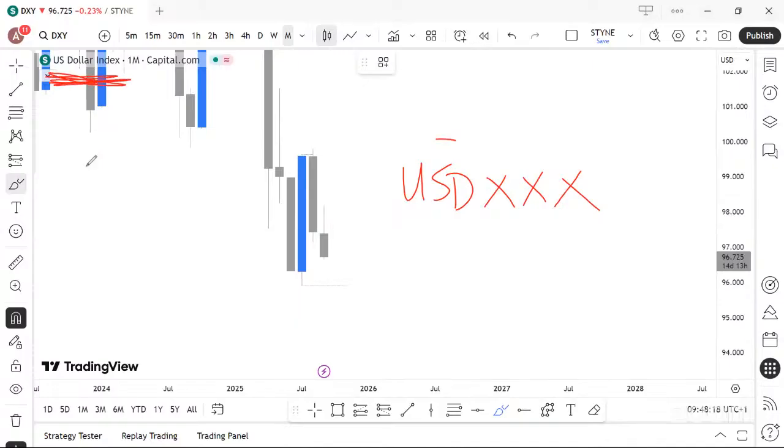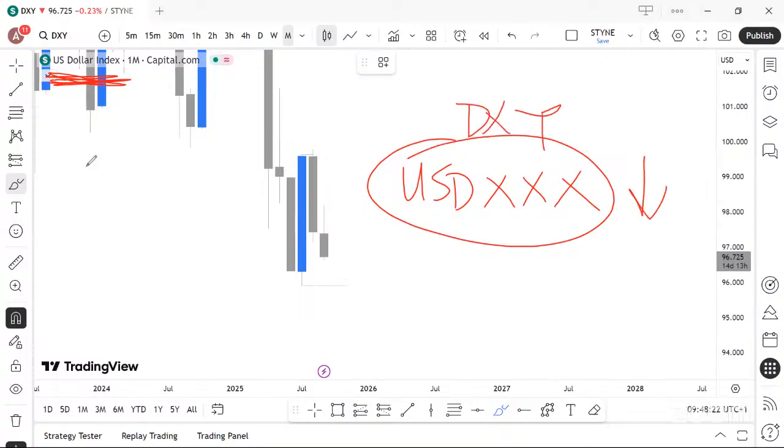So USD anything is what? Is DXY. So if DXY is coming down, right, XXX USD should be doing what? Should be going up. Is that okay? So if DXY, that's USD XXX, is going down, anything USD, XXX USD should be going up.